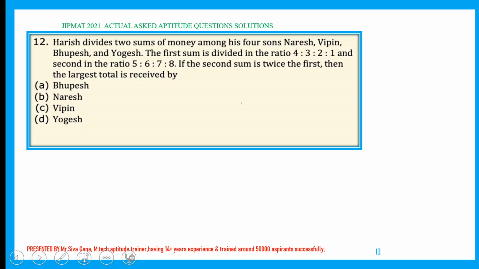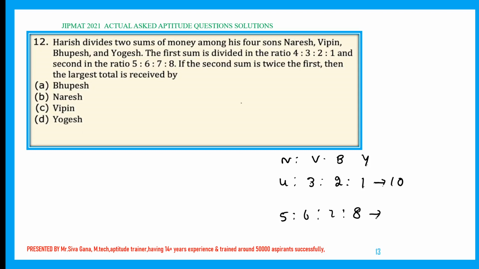Harish divides two sums of money among his four sons Naresh, Vipin, Bhupesh and Yogesh. In the first sum the ratio is 4 is to 3 is to 2 is to 1. The same sum in the second ratio is 5 is to 6 is to 7 is to 8. The second sum is twice the first. Let us take the sum of the ratios: 4 3 2 1 gives 10, and this is 26. So this is not double.